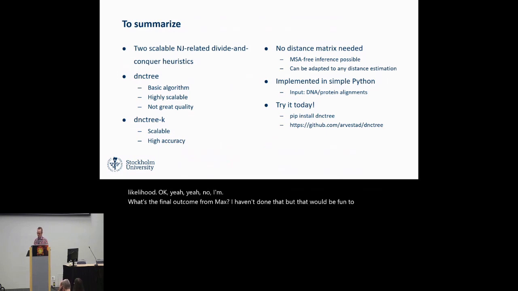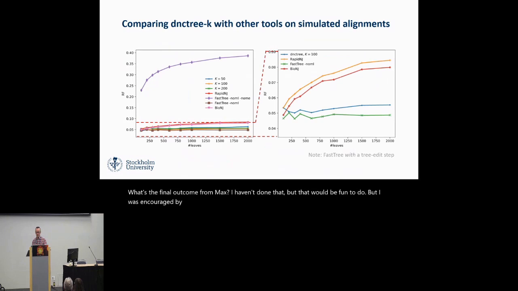But I was encouraged by this last graph. I think you should be. That we're so close to what FastTree is doing with additional tree editing. If they can bring it down so nicely from a very bad starting point, then this is probably providing a good starting point as well.